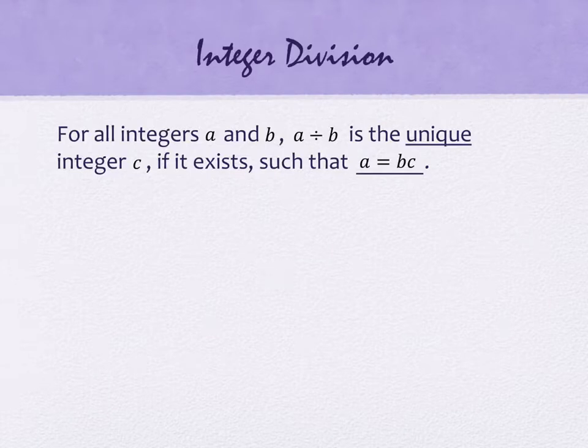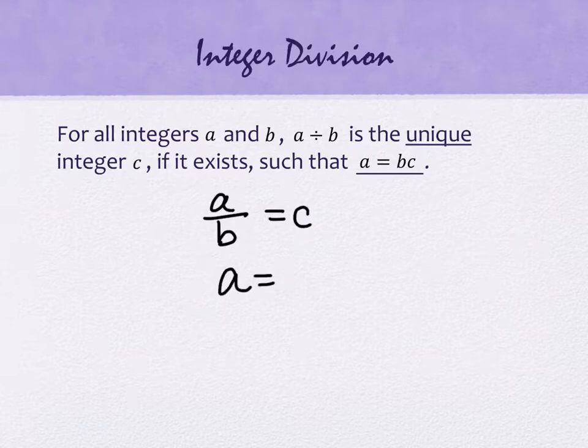Integer division. For all integers a and b, a divided by b is the unique integer c, if it exists, such that a is equal to bc. And you guys know that. You usually think about it being written as division like fraction division: a divided by b is equal to c if and only if a is equal to b times c. Maybe you think of it in terms of cross multiplication. You can certainly think of it in terms of simply multiplying by the denominator, and we get the same thing.